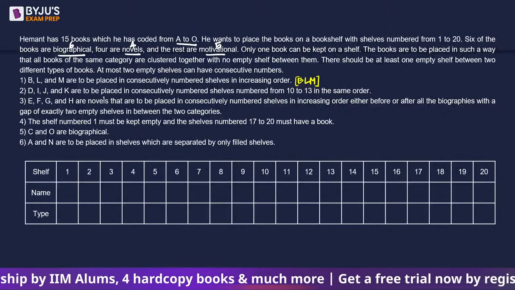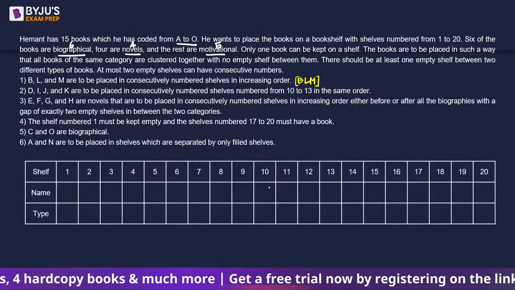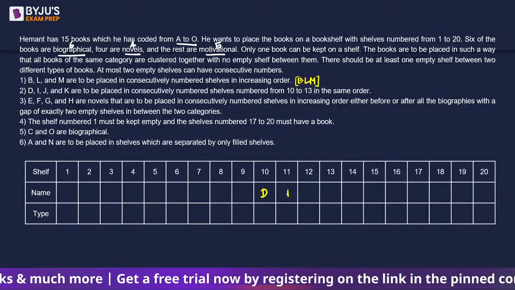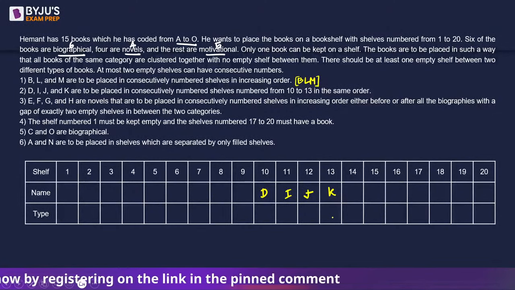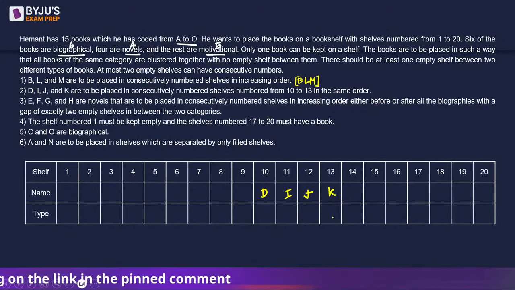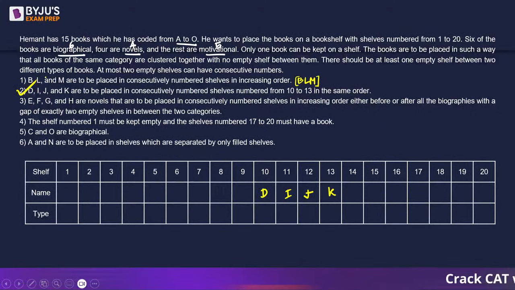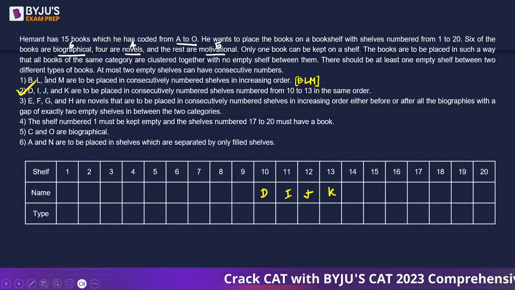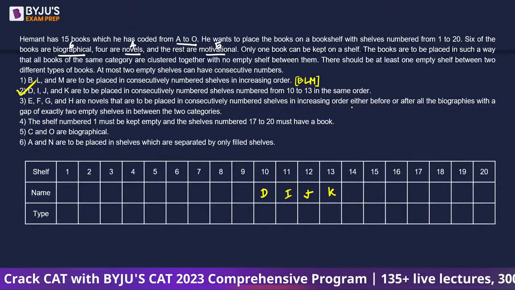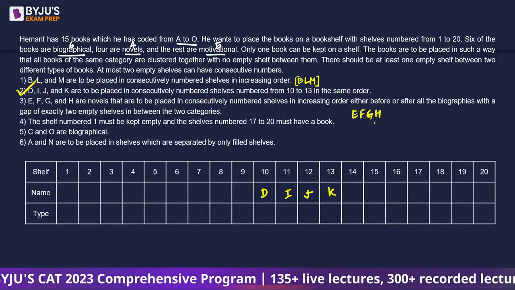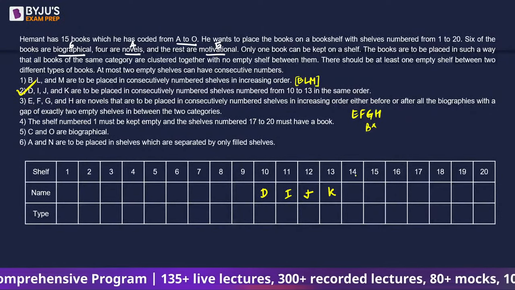Second statement says DIJK are to be placed in consecutively numbered shelves from 10 to 13. So let's place them. 10, 11, 12, 13. So we have D, I, J, and K. Next, E, F, G, and H are novels that are placed in consecutive number shelves in increasing order, either before or after all the biographies, with a gap of exactly 2 empty shelves in between the 2 categories. So E, F, G, H are definitely not from biographies. That part is understood, I hope.